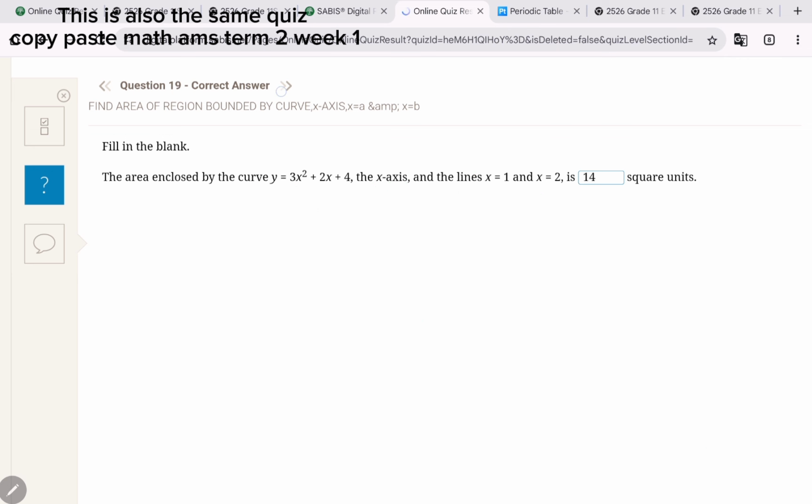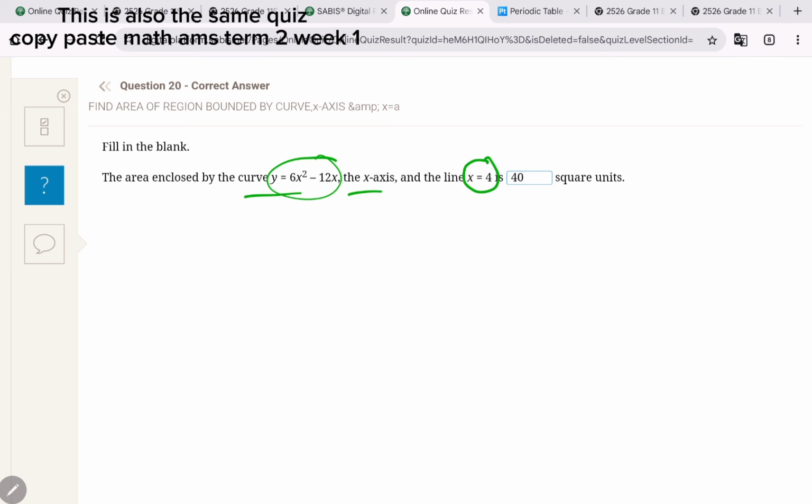Now, the last and final answer, I think I messed up on this one, my bad. Let me explain this properly. The area enclosed by the curve, the x-axis and the line x is equal to 4. So here we may need to plot a little bit, okay? So let us plot what we're dealing with over here. We have our graph like this. We have 6x squared minus 12x. It's a parabola. So what will I do in this scenario? I will find the intersection points of the parabola. I will do 6x squared minus 12x equals 0. So I have my intersection points being at 2 and 0.